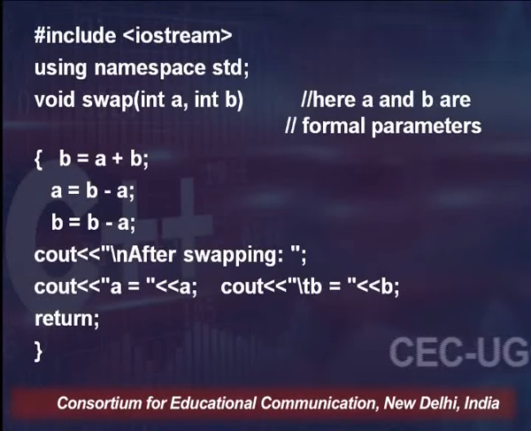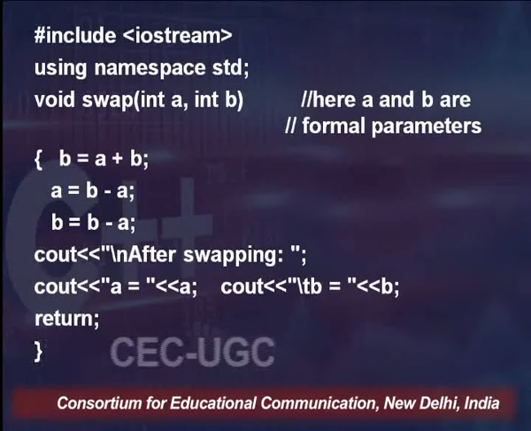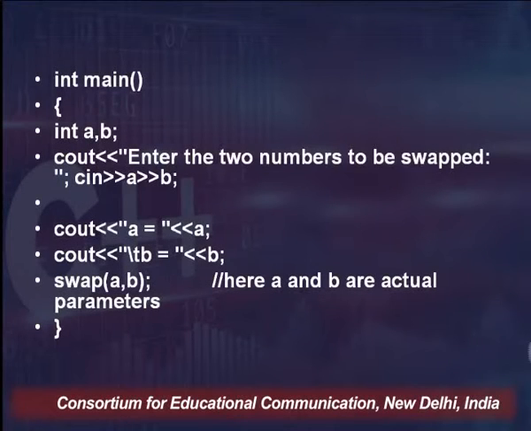Now coming to the actual parameters, let's see. This is one program. As of now we have just written this swap function. Followed by this swap function, there is one main function in which I have taken a and b, two numbers to be swapped. We take these two numbers from the user by telling them through a message that they need to enter two numbers to be swapped, and then we take cin >> a >> b, and before swapping, the values of a and b are printed.